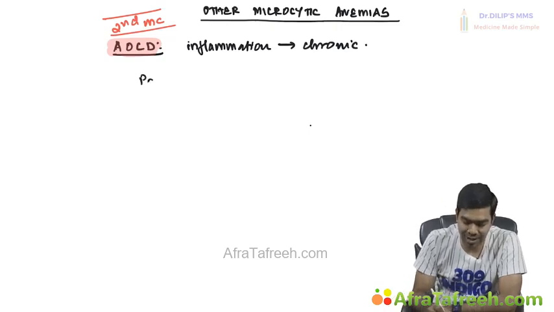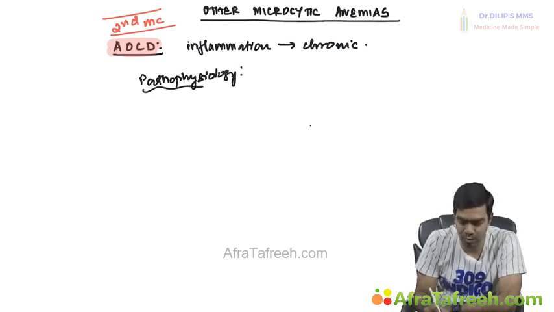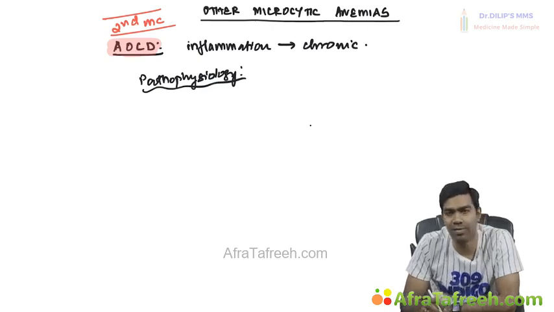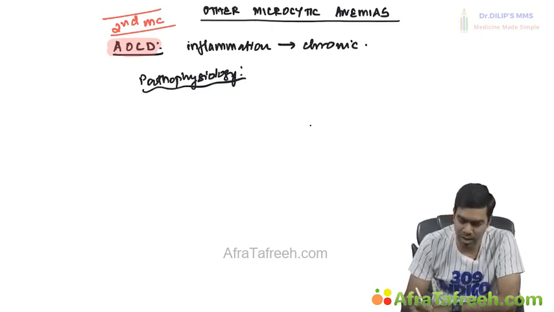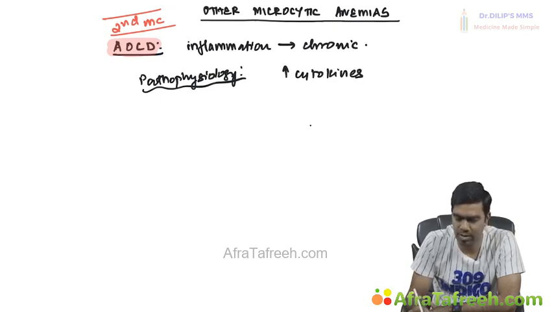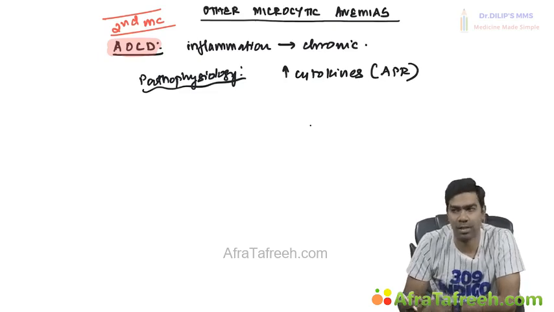So what is the pathophysiology? We have discussed it in great detail, but people who have not watched the previous videos may find this helpful. The pathophysiology of anemia of chronic disease is very simple. It's due to inflammation and excessive hepcidin release. That's the main reason. First, there's going to be increased cytokine release in any inflammation, especially the acute phase reactants is what I'm talking about. Some of the cytokines are acute phase reactants.